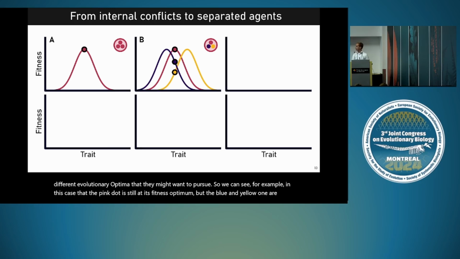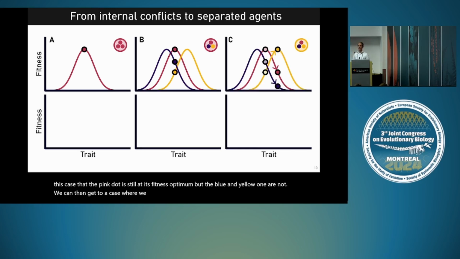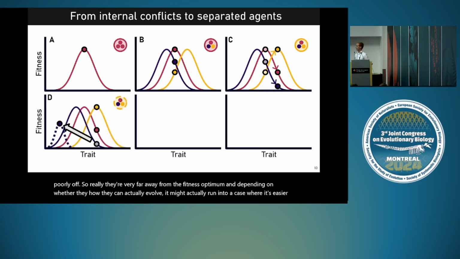We can then get to a case where we get some adaptive evolution of one part in this collective that basically distorts the biology to such an extent that some of these parts are now really poorly off. So really, they're very far away from the fitness optimum. And depending on how they can actually evolve, it might run into a case where it's easier to evolve to just abandon this collective and go and do something on your own. So this is the actual part where we get the major reversion happening. So this is where particles leave their collective and become individuals once again.